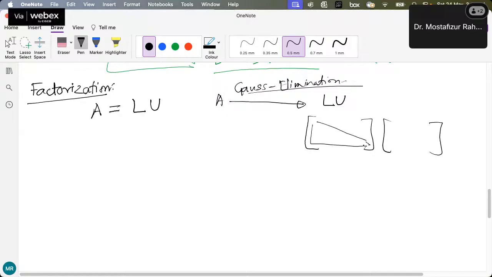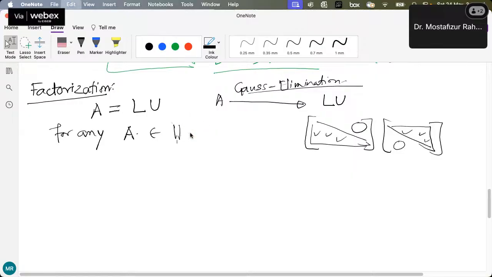The lower triangular matrix has all elements on this side, but this side is 0. And the upper triangular has all the elements on this side, and this side is 0, right? So roughly half of the elements are there. This is for any ordinary matrix; for any A, this is possible. LU factorization is possible even if A is a rectangular matrix, M cross N. So better to write in this form, M cross N.